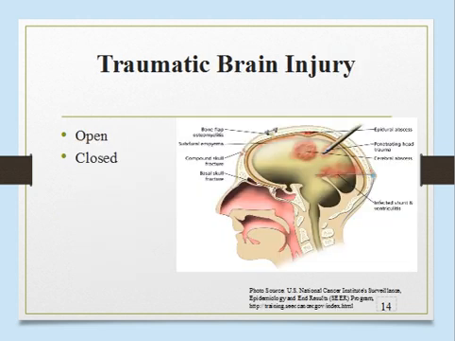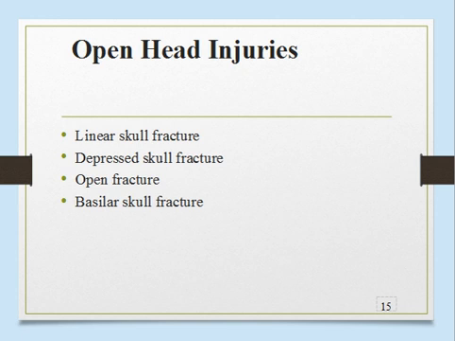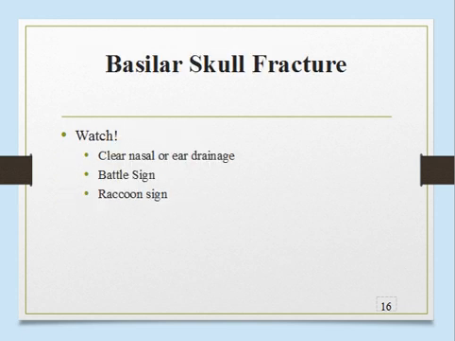Traumatic brain injury, either open or closed. So this would be a penetrating brain injury. Open head injuries, linear skull fractures, depressed skull fractures, open skull fractures or a basilar skull fracture are the 4 different kinds. Basilar skull fractures, you have to watch out for clear nasal or ear drainage, because then what you're looking for is CSF fluid, Battle sign, and raccoon sign, so bruising around the eyes or behind the ear.